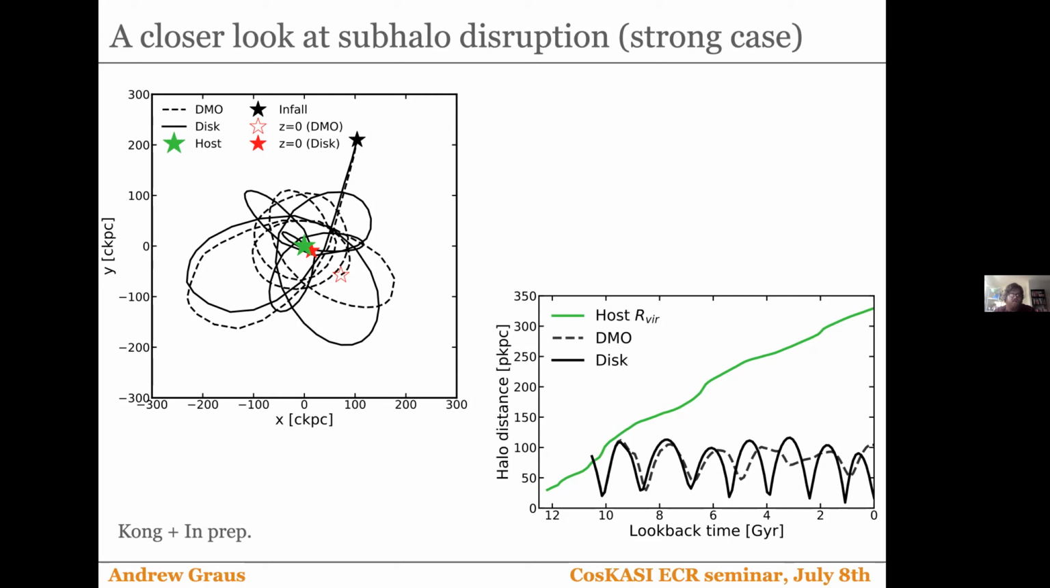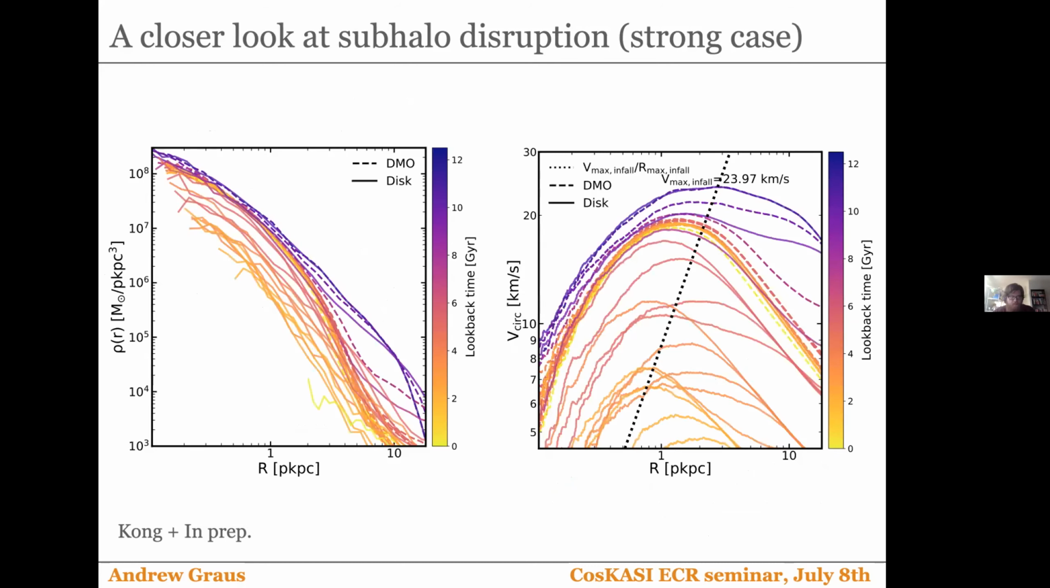Whereas because of the influence of the disk potential, the subhalo in the disk simulation case continues on this sort of plunging orbit that takes it very close, and it has a few orbits where it goes within about 20 kiloparsecs. And so now if we look at the density profile and the circular velocity profile, you can see there's a very clear difference. In the case of the dark matter only simulation, those dashed lines, the stripping is about what we saw in the weak case, where it's stripped a little bit over successive orbits, but doesn't really change all that much.